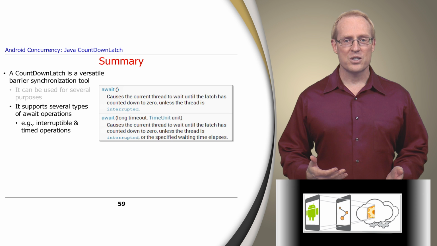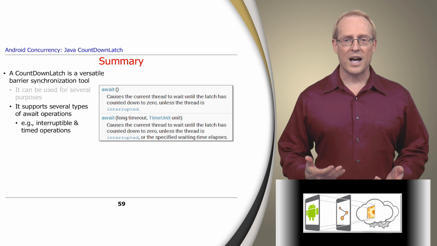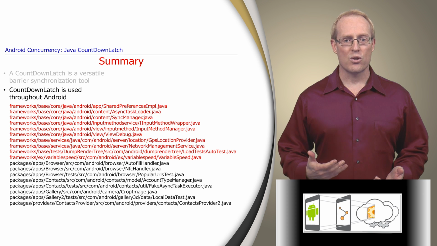A countdown latch supports several types of await operations, including an await that causes the current thread to wait until the latch is counted down to 0, unless the thread is interrupted, or a timed await that blocks until the specified waiting time elapses. CountDownLatch is used throughout Android, both in its frameworks and in its common applications and providers.